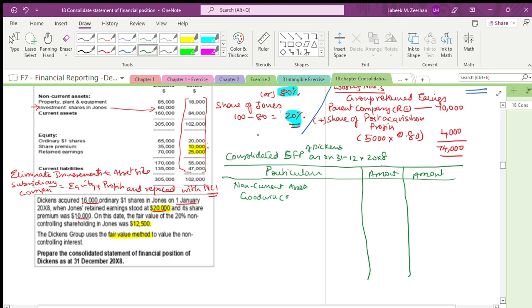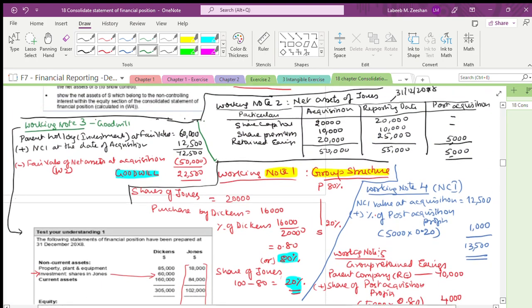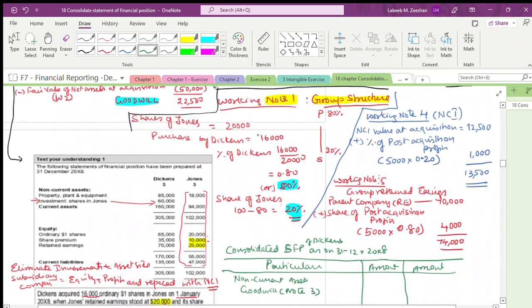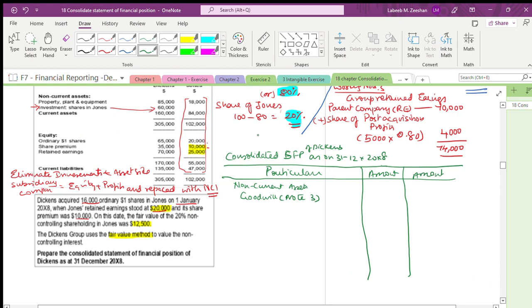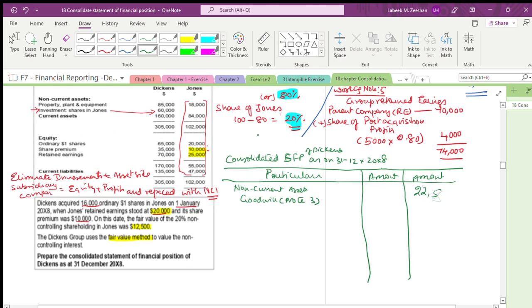Note 3. How much have we calculated goodwill there? Note 3: 22,500. Fine. Next, property, plant and equipment.